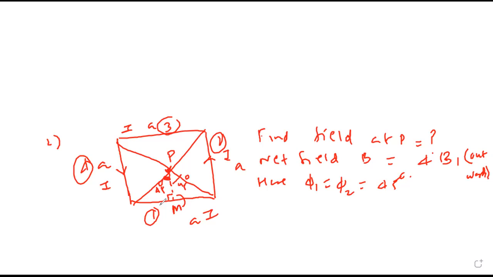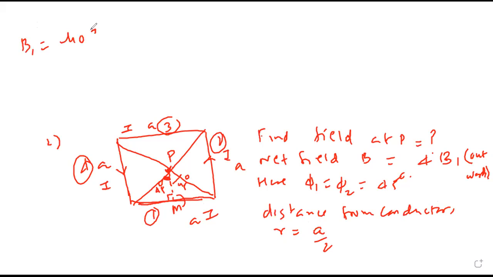Now what will be this perpendicular distance from the conductor? Distance from conductor. I'm calling it as R. What is the distance from conductor? Yes, rightly you said. How much? A by 2, equal to half of the total from the center, A by 2. Now our B1 will become mu naught I upon 4 pi distance A by 2, sin 45 plus sin 45.